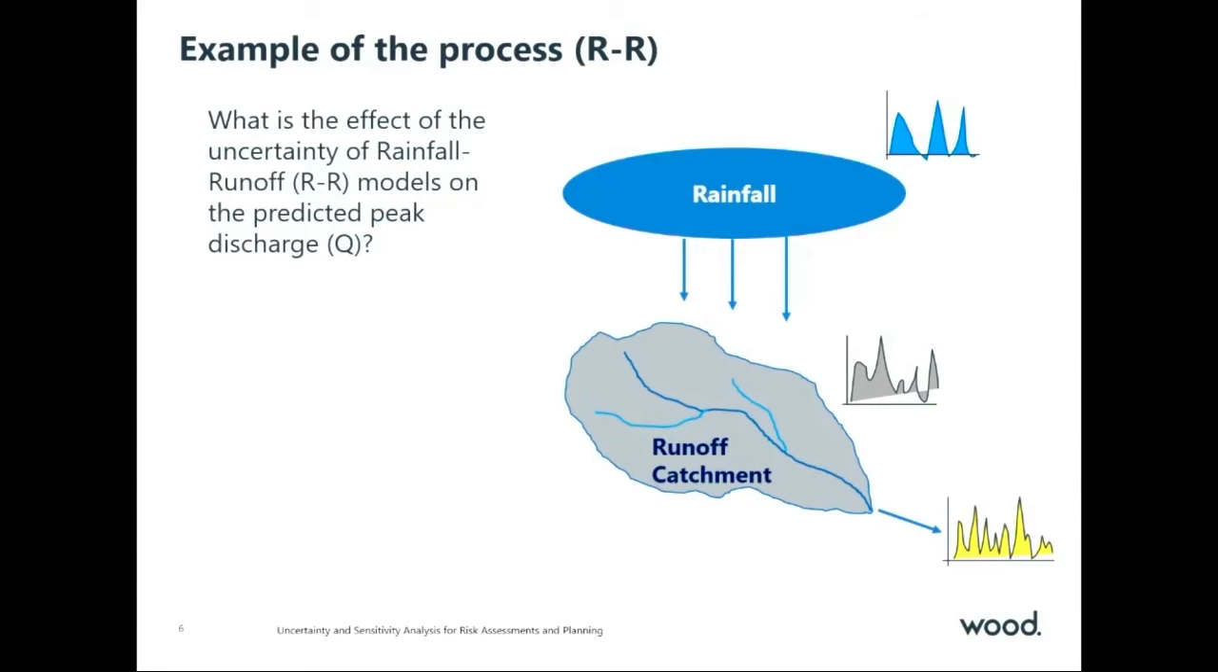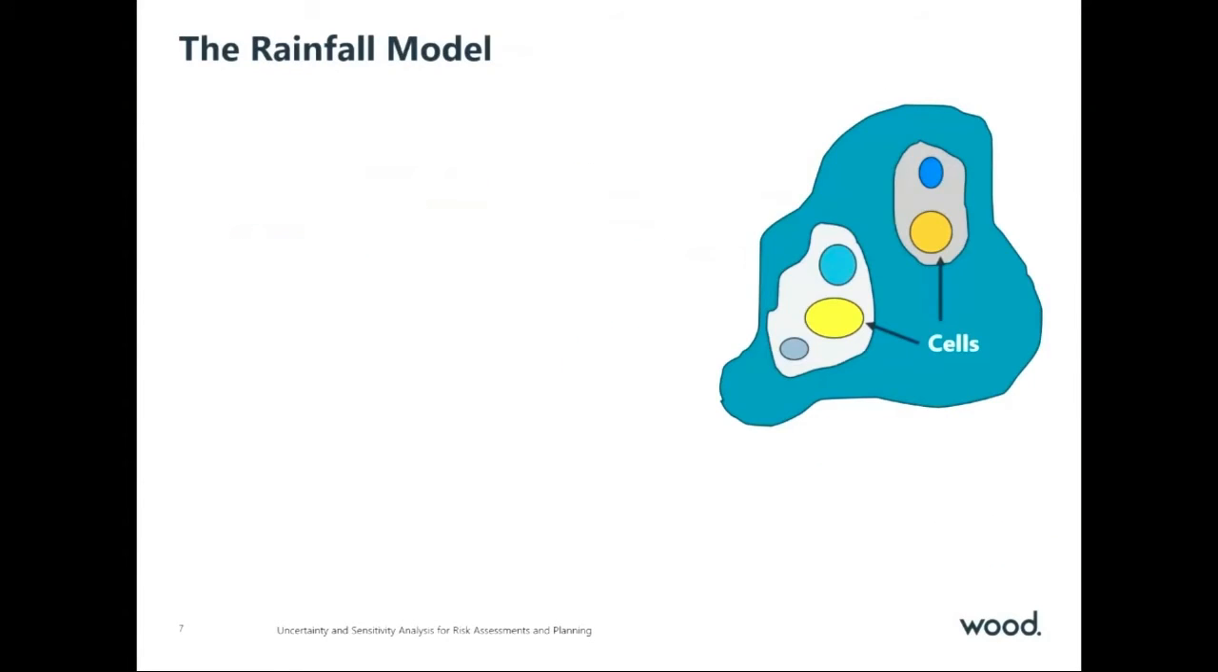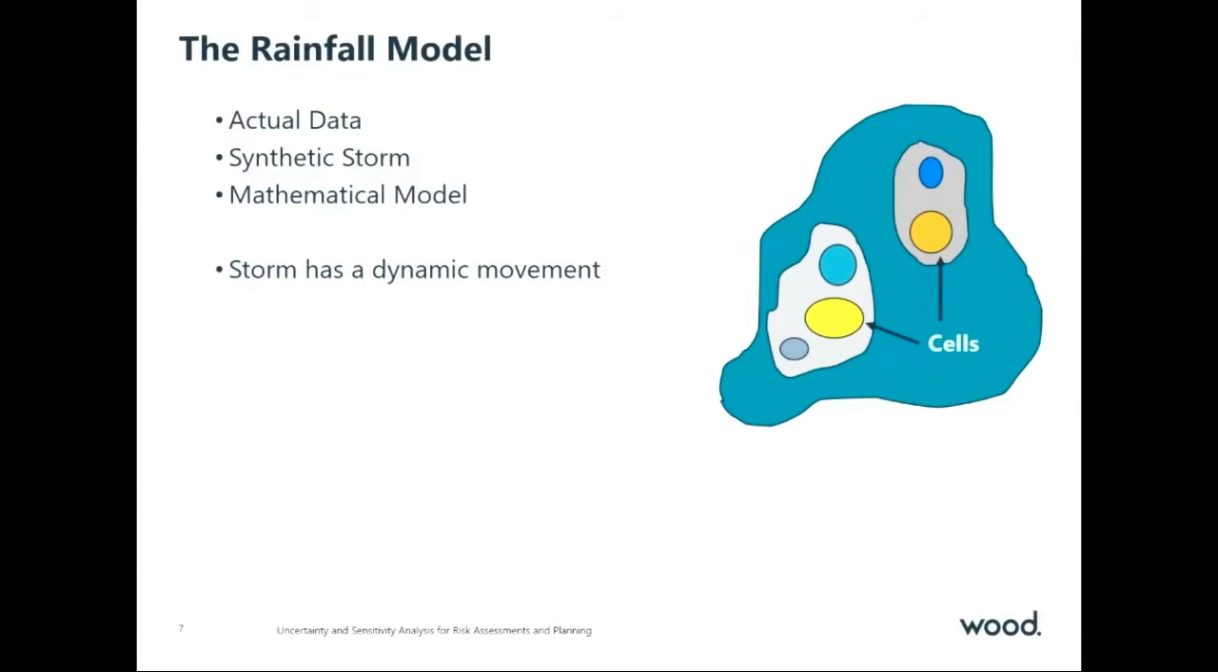For this example, I am going to have several variables for the rainfall, some variables for the runoff catchments, and I'm going to use Monte Carlo simulation in order to generate the probabilistic distribution of the output, which is the peak discharge. The rainfall model can use the actual data, or can use a synthetic storm like the SCS storm, or can use a mathematical model. In this example, I'm using a mathematical model.